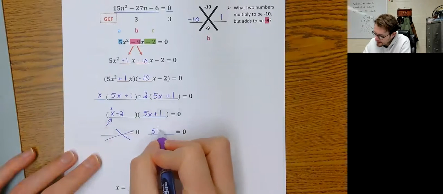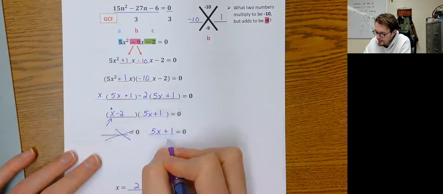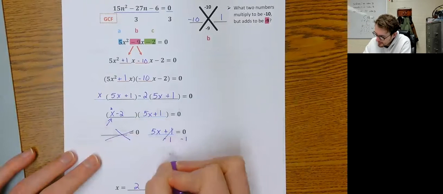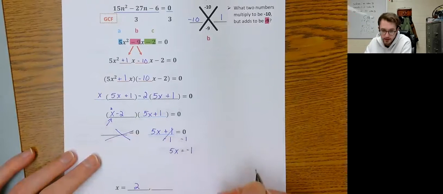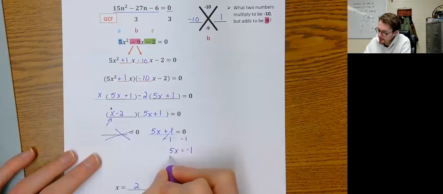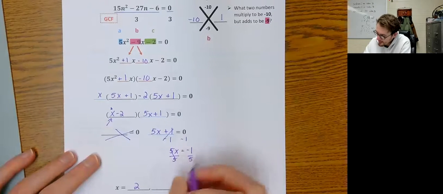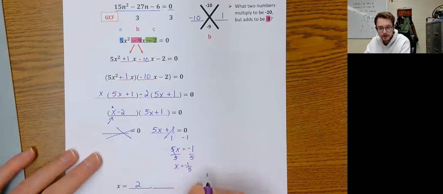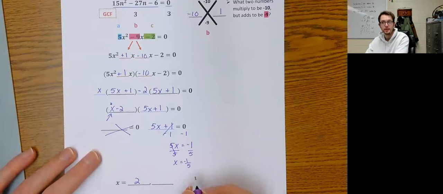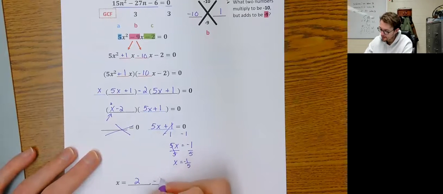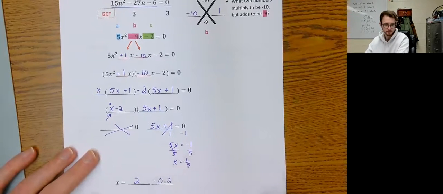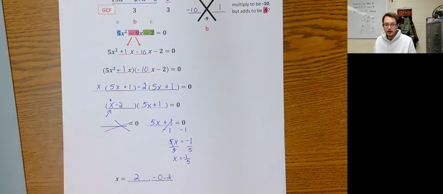So we got 5x plus 1. How do I get rid of addition? I subtract. So we get 5x equals negative 1. How do I get rid of multiplication? I'm going to divide. I get x equals negative 1/5. Negative 1/5 is a perfect decimal, and it would be negative 0.2. Totally fine if you leave it as negative 1/5 too. That's an acceptable answer as well.